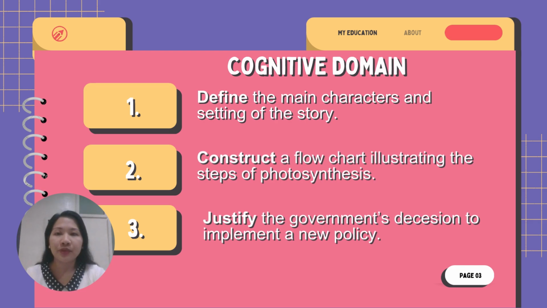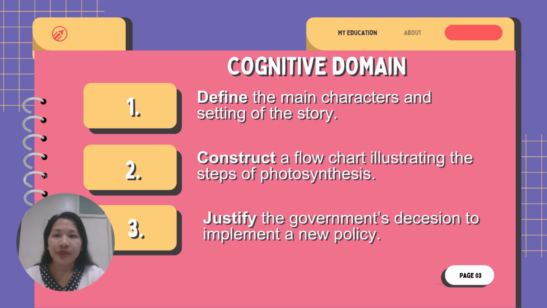Number two, construct a flowchart illustrating the steps of photosynthesis. The verb used here is construct. The verb construct requires the student to break down the complex process of photosynthesis into its components and then reorganize or structure them logically into a new coherent visual presentation, the flowchart. This involves synthesizing and applying rules of sequence.